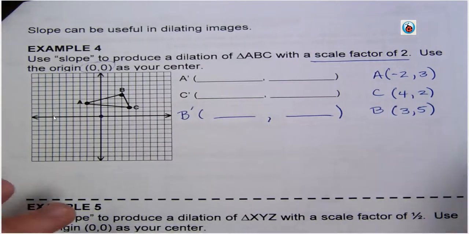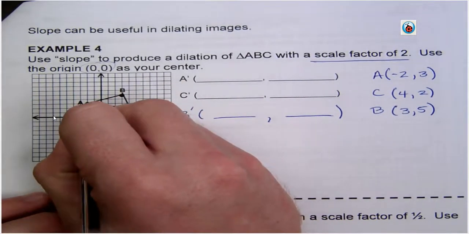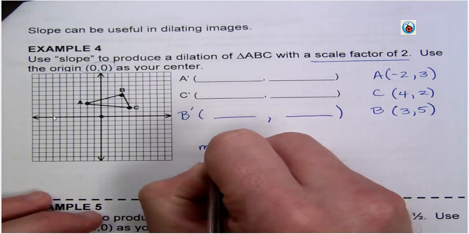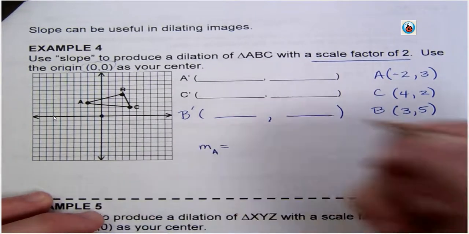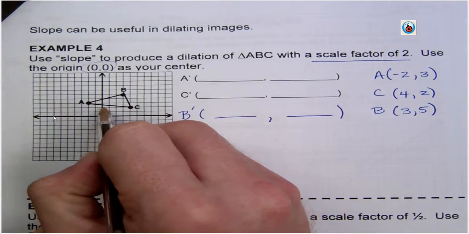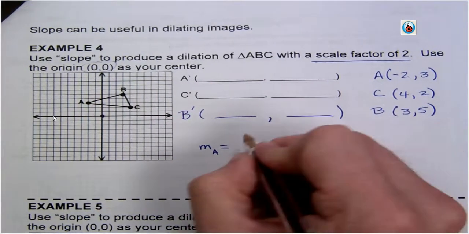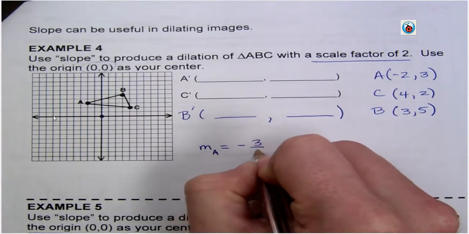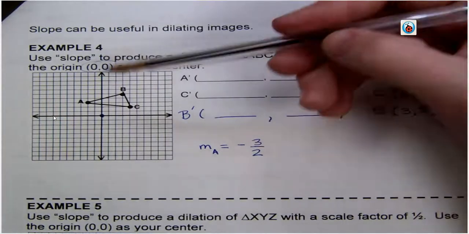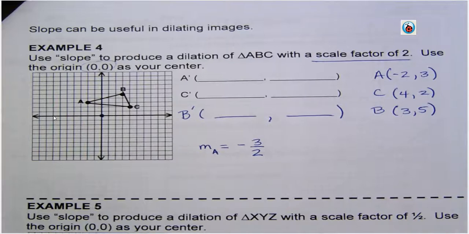So I use slope. Like I said, from the origin, we'll start with A. I count the slope to get from the origin to point A. I'm going to call it M sub A for the slope of A. So my slope here would be, I would rise 3 and run to the left 2. So my slope is negative 3/2. Since it's going up and to the left, it would be a negative slope.